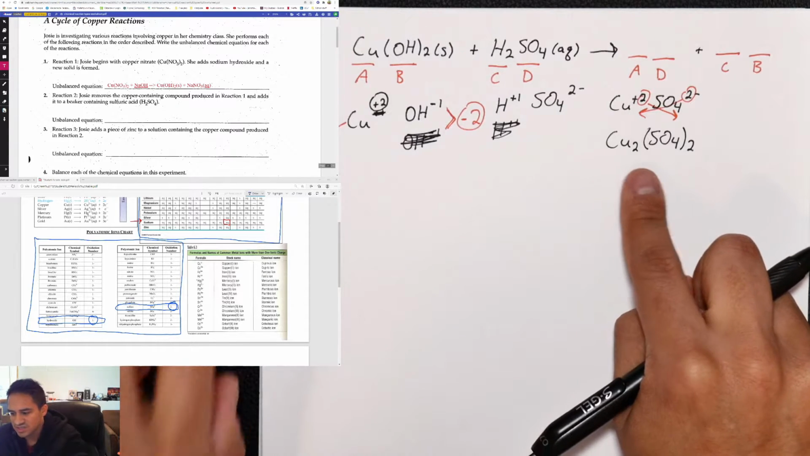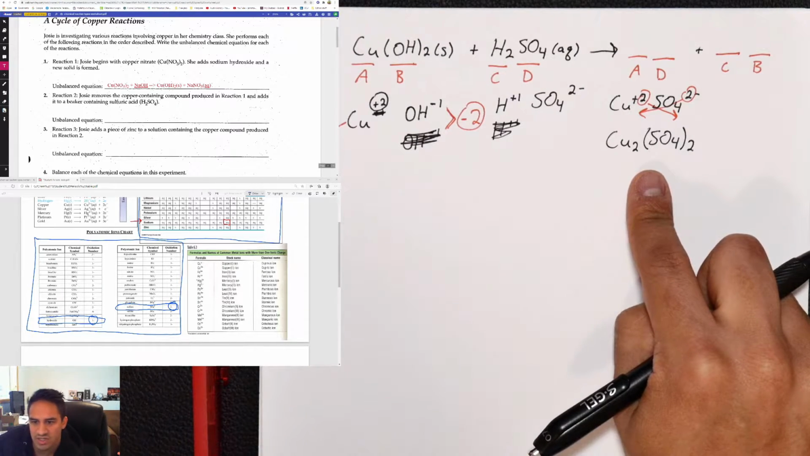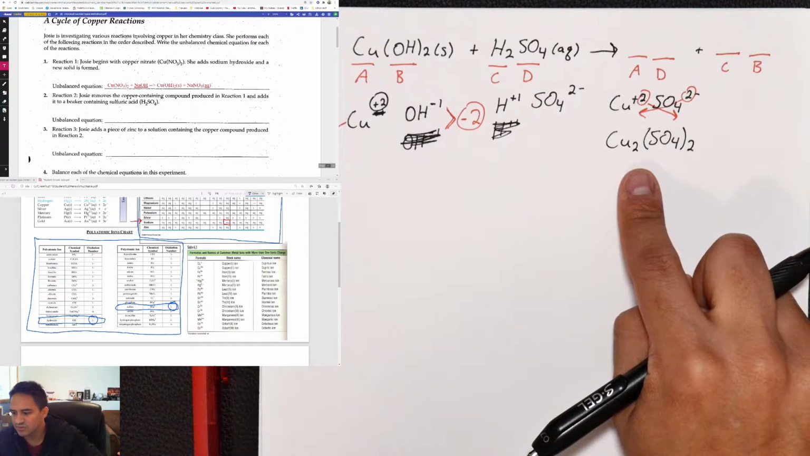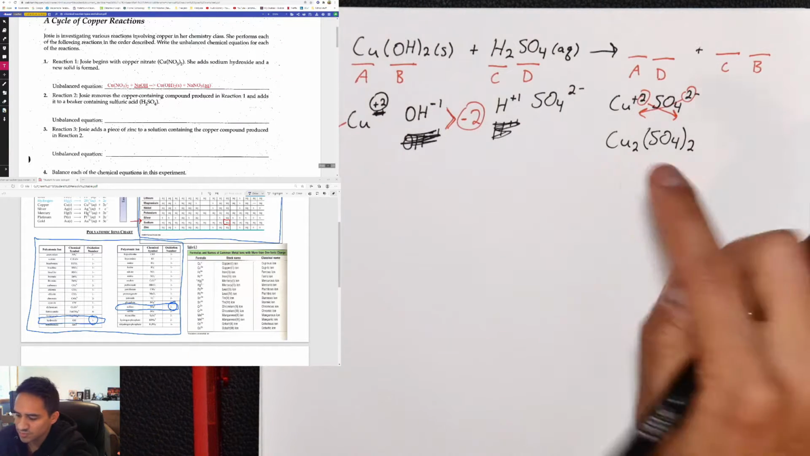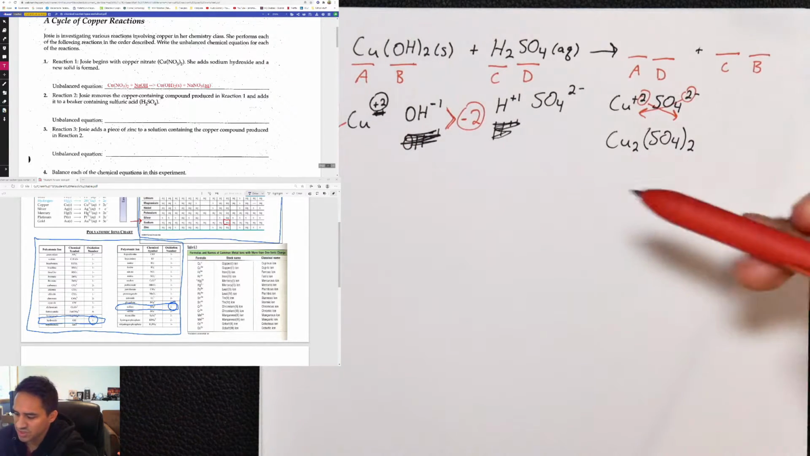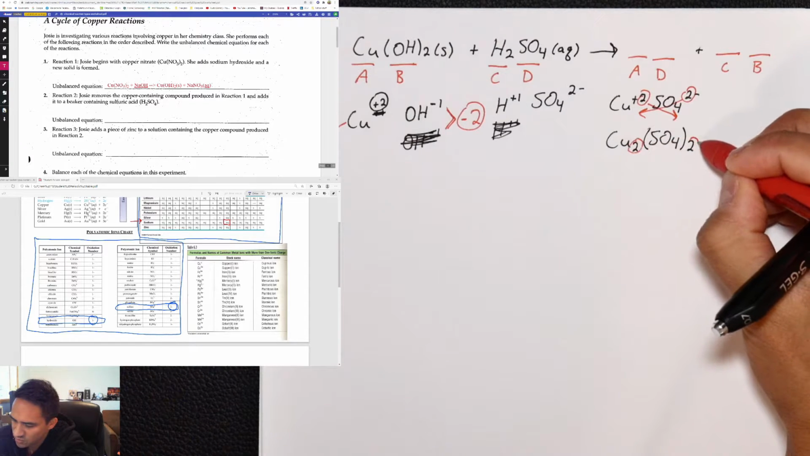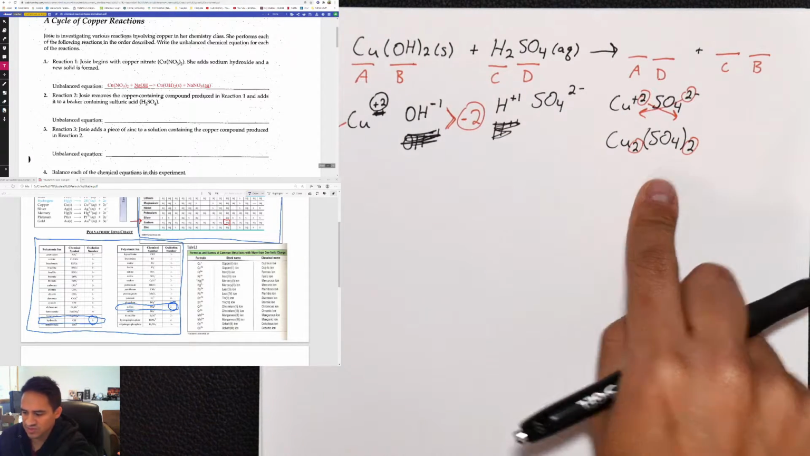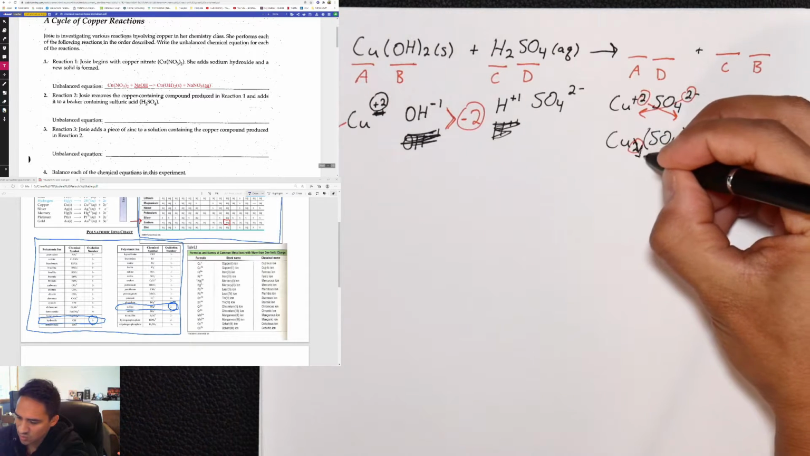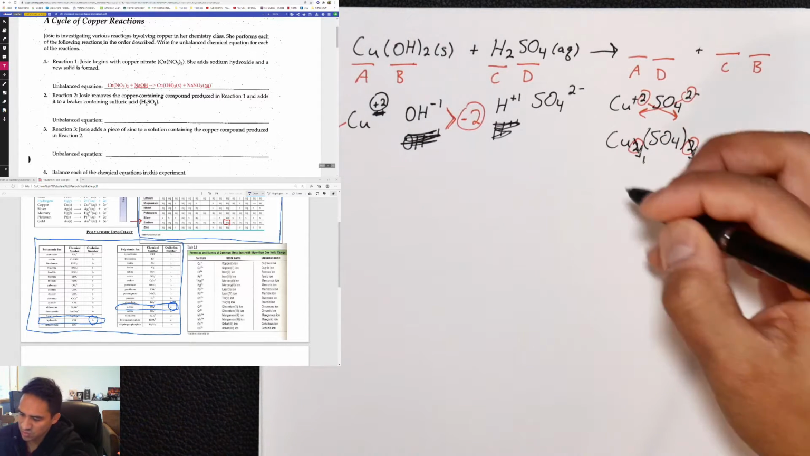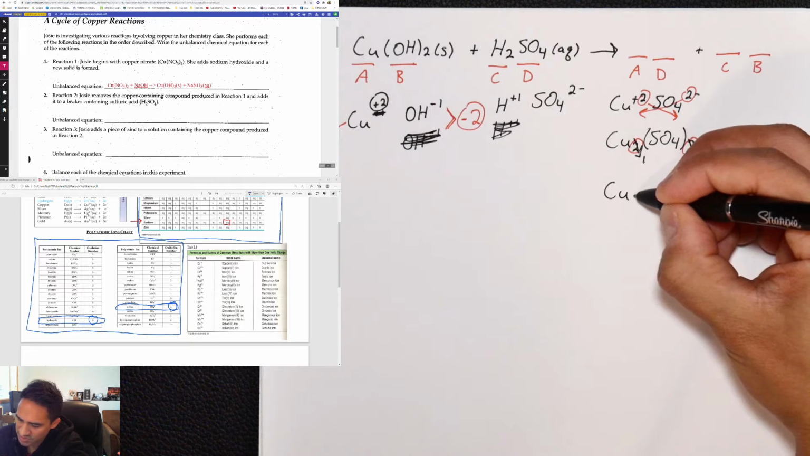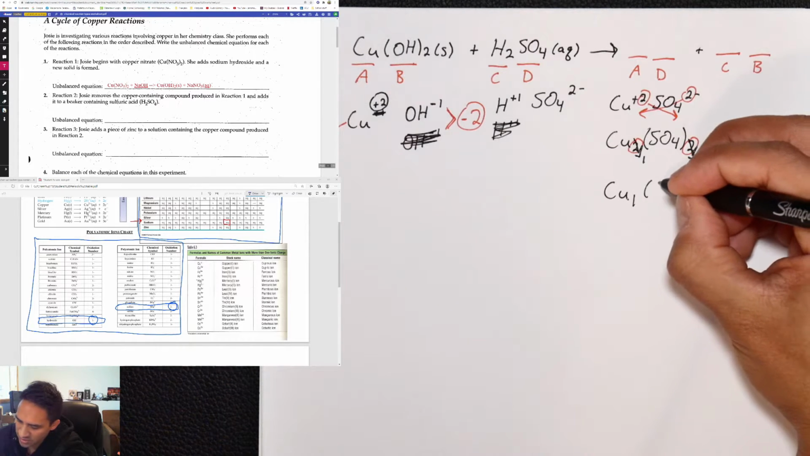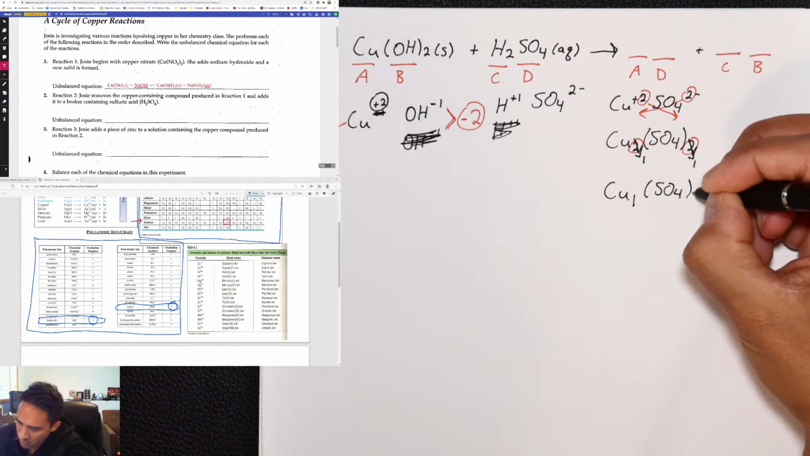Now, this is not quite correct, but it's on the right track. The last thing we have to remember is that if there's a common number between these subscripts that we can divide out, we have to do so. Since they're both 2's, we can divide a 2 from both of these. This reduces down to a 1, and this reduces down to a 1, and we'll have Cu with a 1, SO4 with a 1.